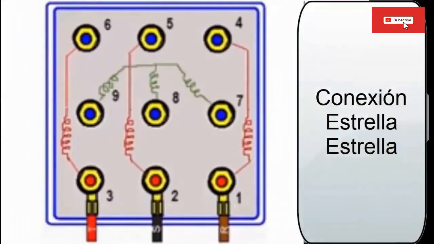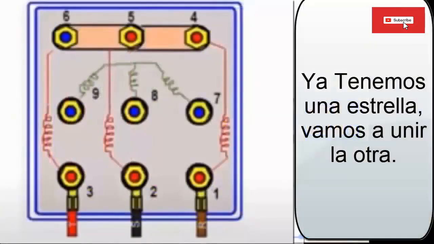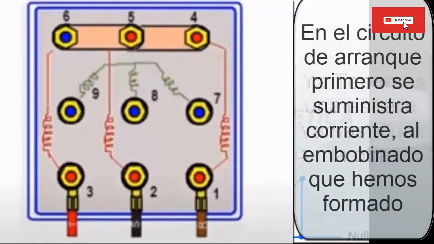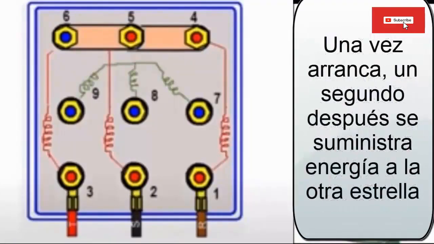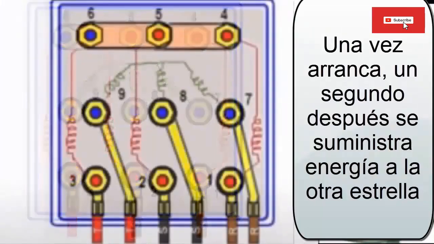When you need to connect a part-winding motor in star-star connection, we must do the following analysis. Internally we already have a star connection. Now we are going to form the other star by joining terminals 4, 5 and 6. We proceed to supply current to the star that we have just formed. To do this we connect the cables at the ends that will be points 1, 2 and 3. Once the start has occurred, after approximately 1 second, current is supplied to the star that had yet to be energized, terminals 7, 8 and 9.